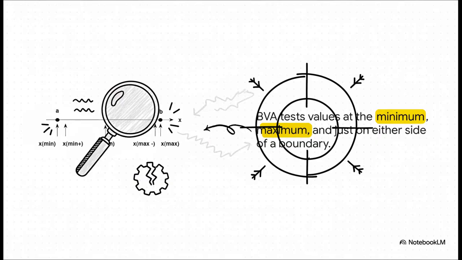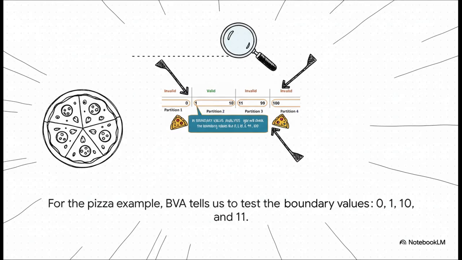So here's how it works in practice. For any given range, you zoom right in on the boundaries. You test the minimum value, the maximum value, and the numbers immediately on either side of them. This is precisely where the logic is most likely to trip up. Let's go back to our pizza shop. Equivalence partitioning might have told us to test a random valid number, like 5. BVA is way more precise. It tells us to test the exact boundary points, 0 and 1, and 10 and 11. Just those 4 tests give us incredible insight into how the system handles those critical transitions.